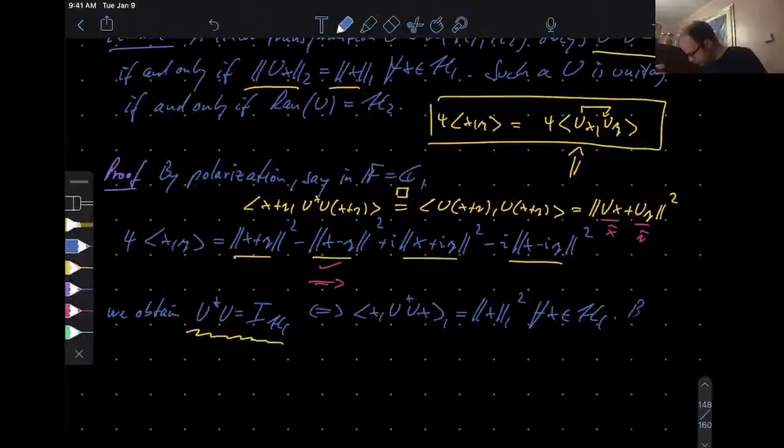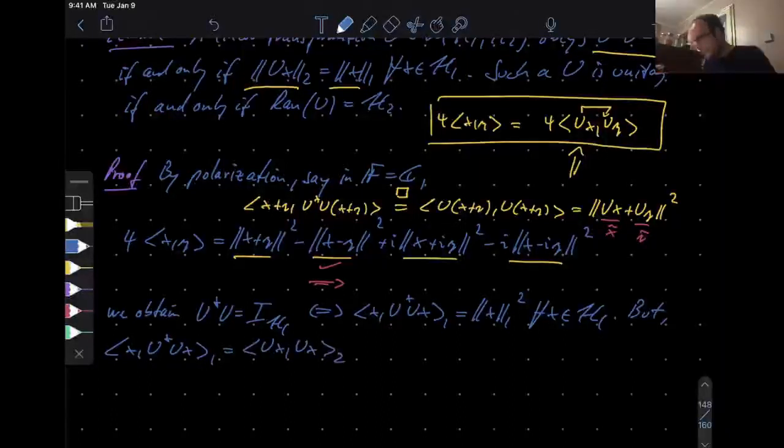Let's continue, but let's erase this yellow stuff here again. But x, u star ux in the first space is, by definition of the adjoint, ux in the second space, which is equal to ux squared, right? So the first equivalence follows.